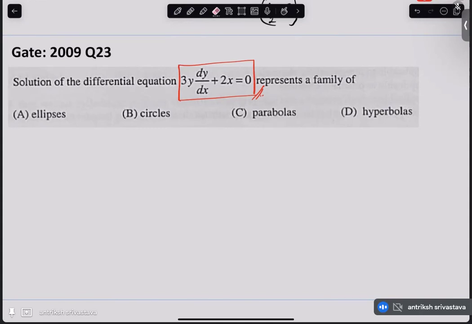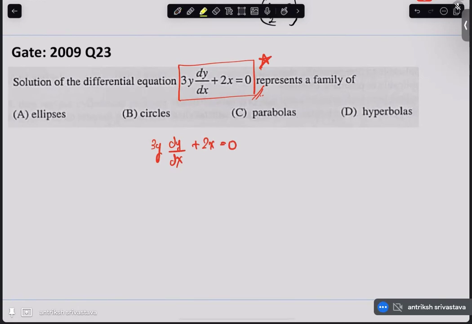I was tempted to use this, but this is not a PDE, not a partial derivative; this is a complete derivative, so we cannot use that. So what is the other way to identify this? If you look at this question carefully, it is a very simple question. We have 3y dy/dx + 2x = 0.